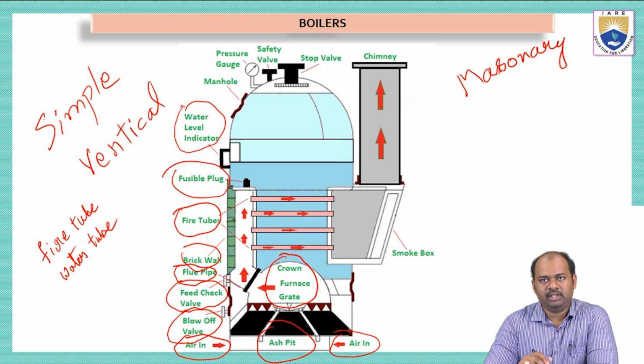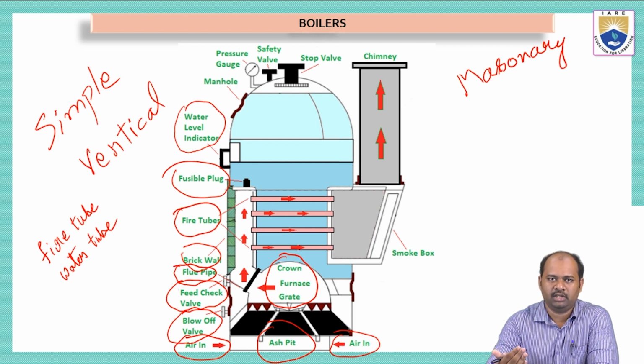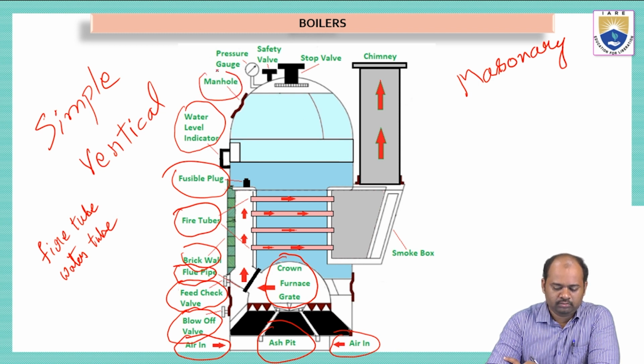This water level indicator will indicate the level of water present inside the boiler. Because we are producing steam with the boiler, we should always know the level of water present inside it. Every time we cannot go inside or open the boiler to see the water level, so we have a water level indicator. And above that we have a manhole.